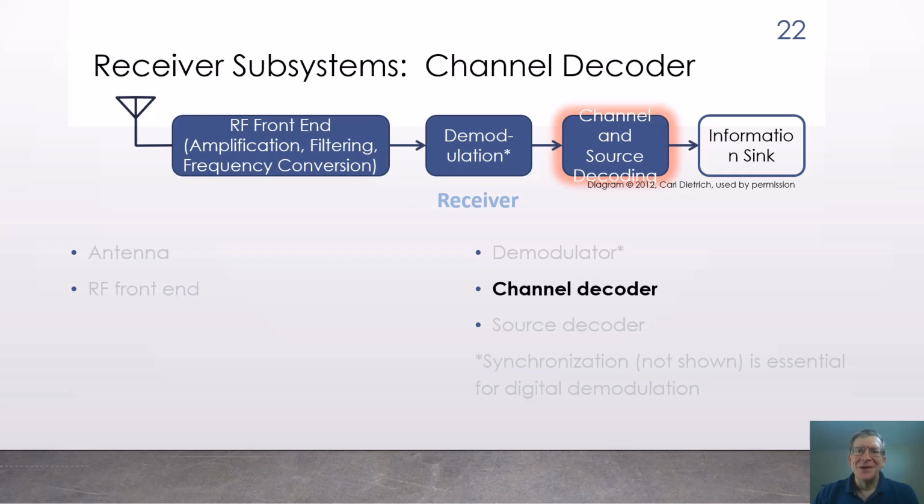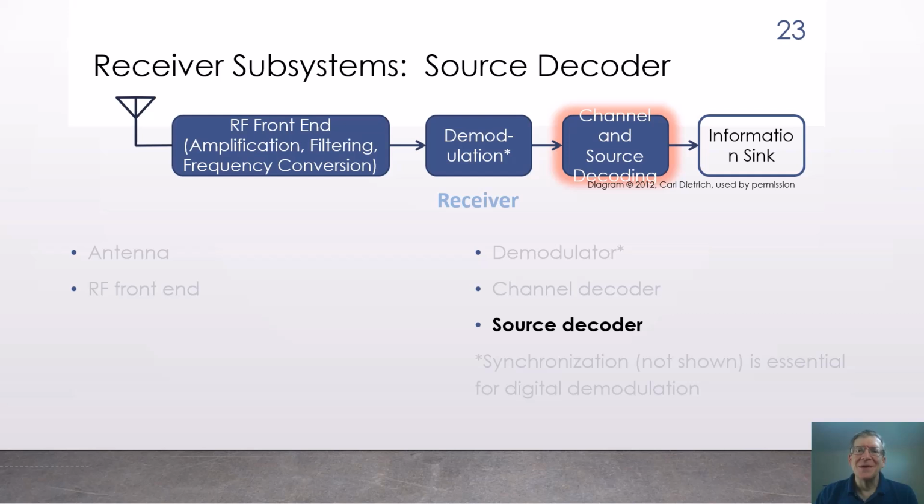The channel decoder corrects bit errors caused by the channel if there are not too many consecutive bit errors. The source coder, or the source decoder in this case, undoes any compression or analog to digital conversion to recover the original digital or analog signal. As in the transmitter diagram, we are ignoring deinterleaving and depacketization as well as framing.